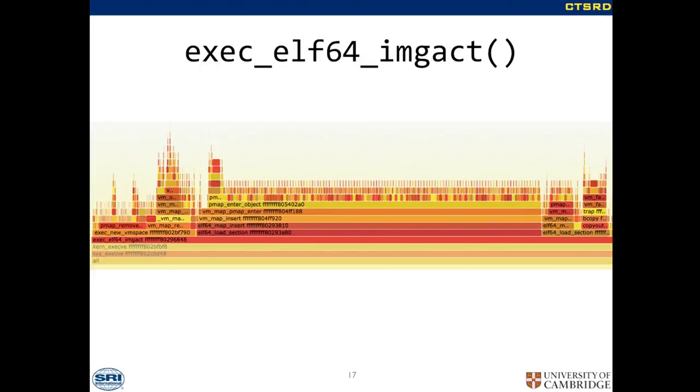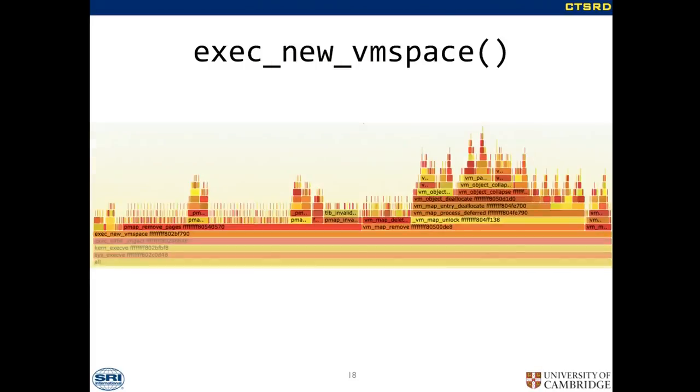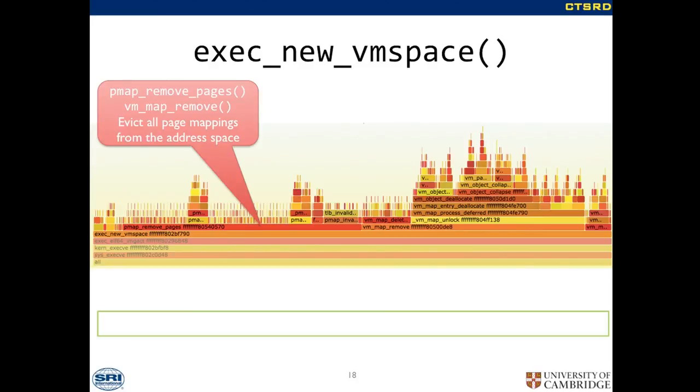It's going to try and load the program, get memory set up for it, and then set up registers so it can return into the program. So the first function we get is exec new namespace. Its job is to set up the memory mapping of the process in the initial state. First thing it does is delete all the pages from the memory mapping because it doesn't care about whatever the contents were from the previous process that forked.